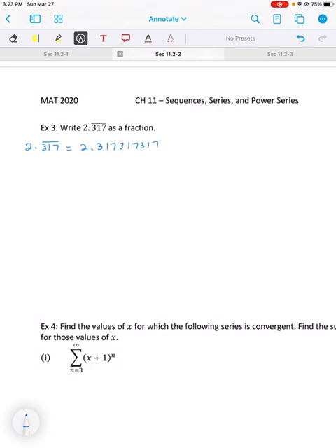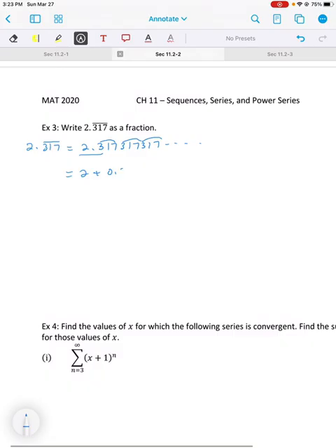So this is 2.317317317... Now when we write it as a sum, the 2 in 2.3 is kind of extra, so we will separate it, and then 317, 317, 317 are repeating. So this is the first set, this is the second set, third set, and so on.